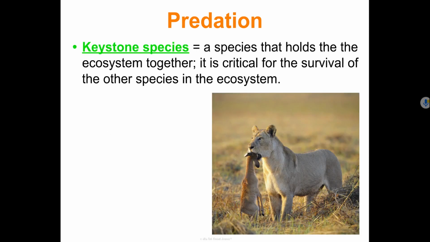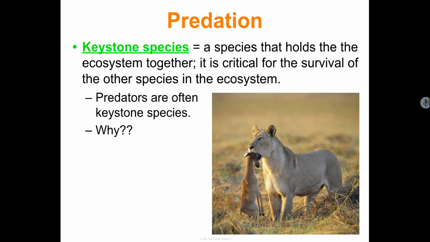Now let's talk about a keystone species. This is a species that holds the ecosystem together. It is crucial for the survival of the other species in the ecosystem. Because if a keystone species were removed, the ecosystem would be dramatically impacted. Predators are often keystone species. Now, why would that be the case? Predators keep prey species from growing exponentially.